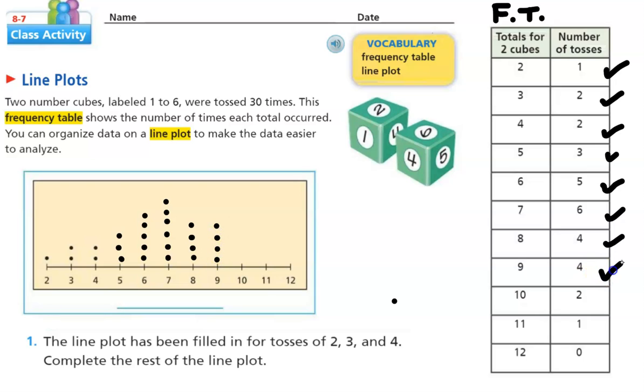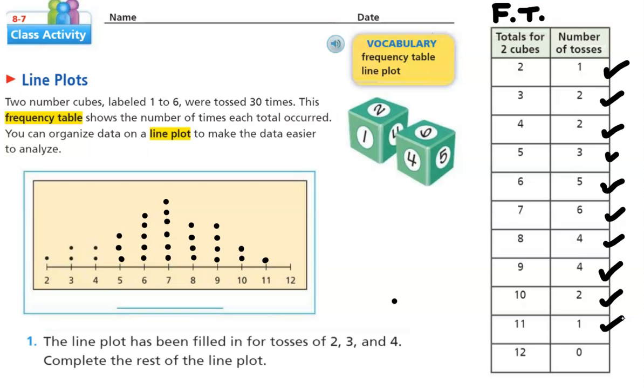Okay, that looks better. And then for adding up the 2 dice to equal 10, that only happened twice. And for adding up the dice to equal 11, that only happened once. Okay, so that's what our line plot ends up looking like.